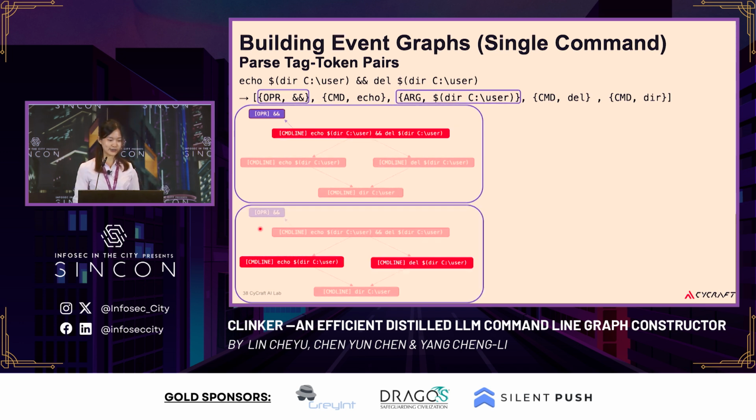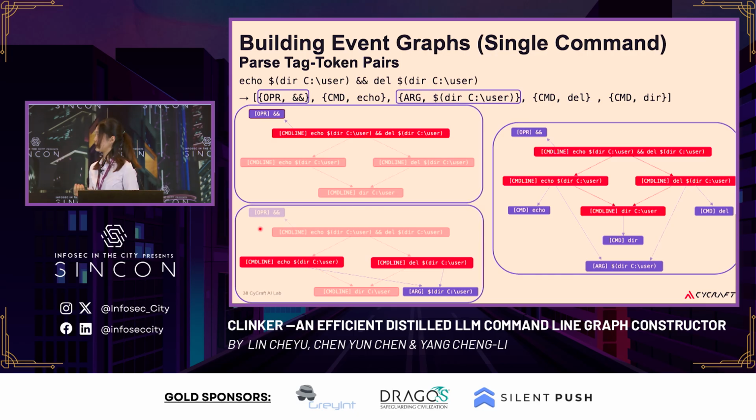And another example is for this argument. As we can see, this argument is contained in the second to the deepest layer and by both nodes. So we draw links from those nodes to this argument. And after we apply the similar idea to all these token tag pairs, we get the final command line graph.